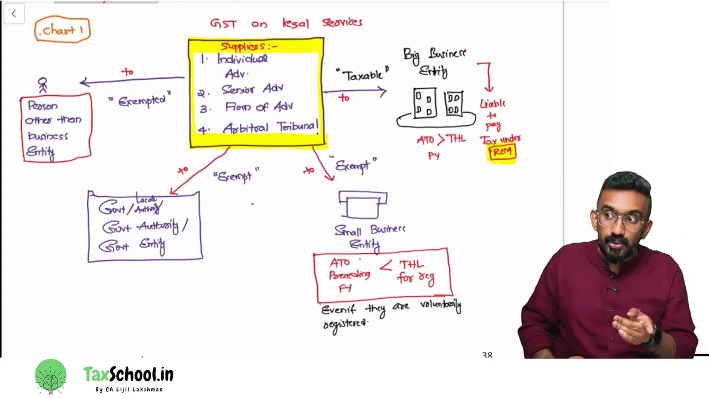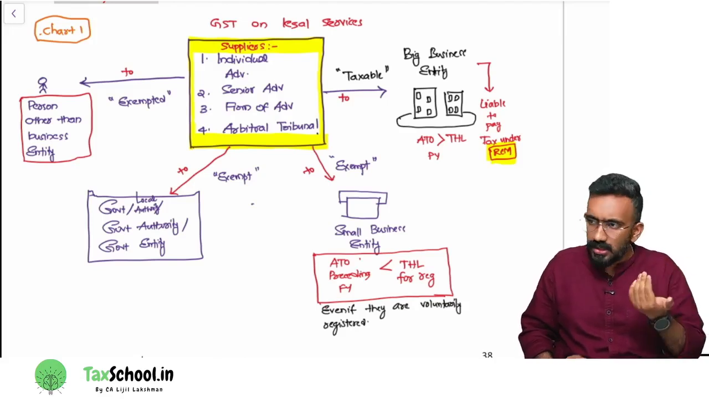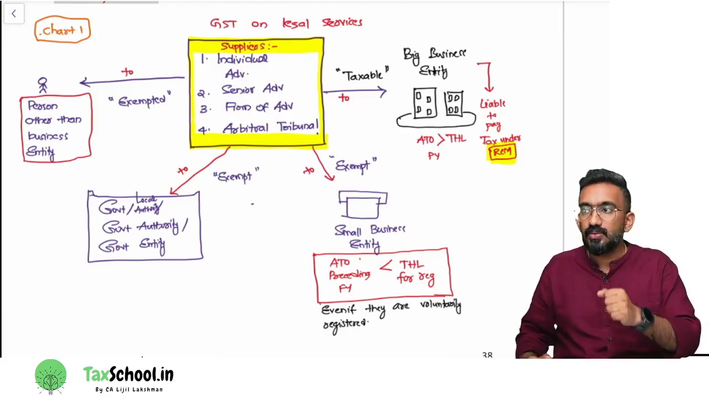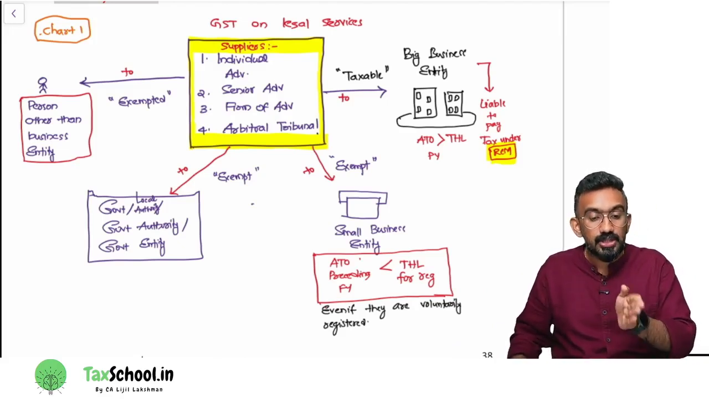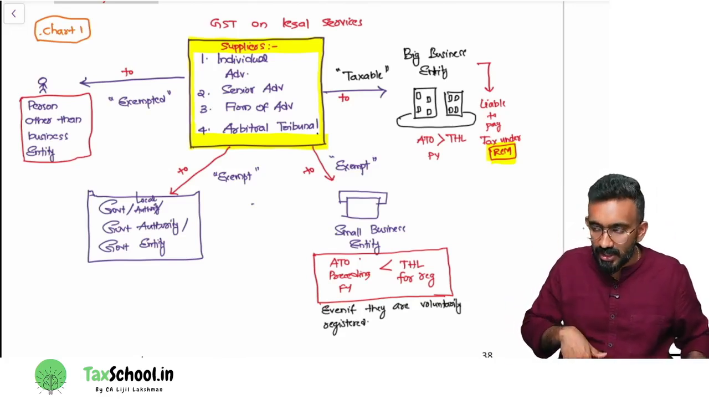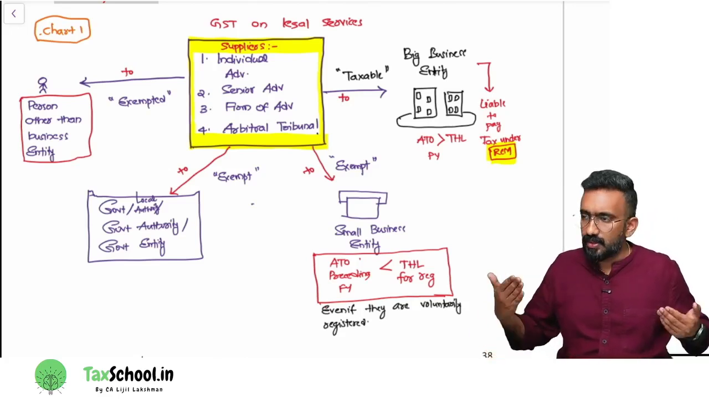An individual who is not a business entity, like an individual who does not have a GST number and is not doing any business, would be taxed under forward charge or reverse charge or exempted? It would be exempted. I can't go for RCM because he's not even a business entity. No FCM required, so exemption.